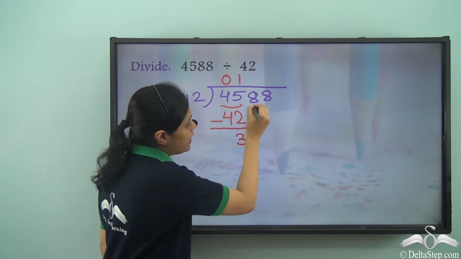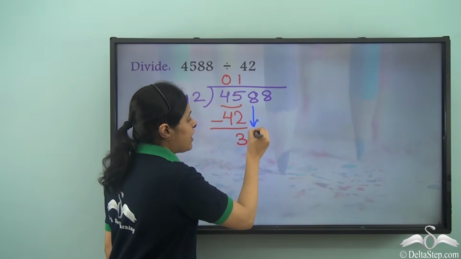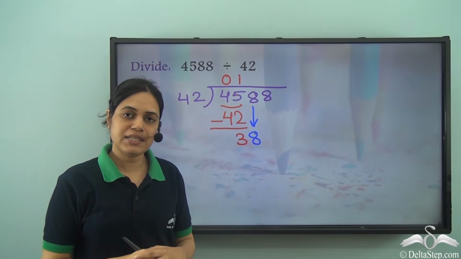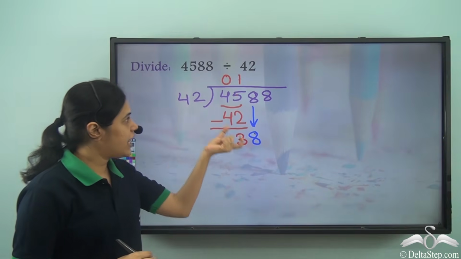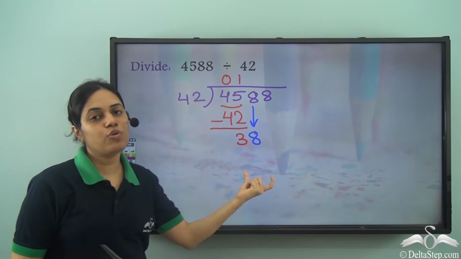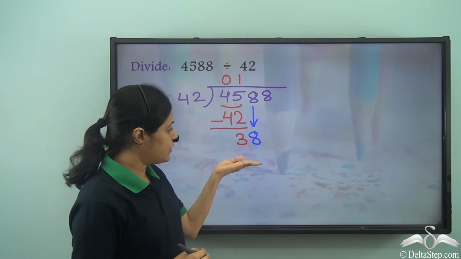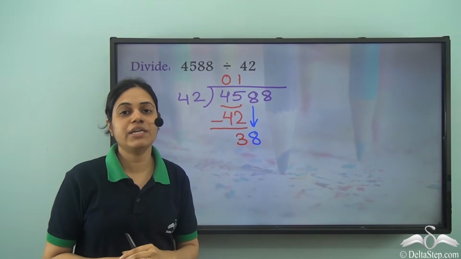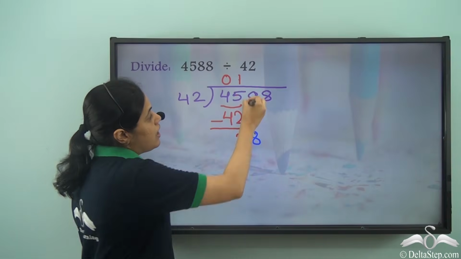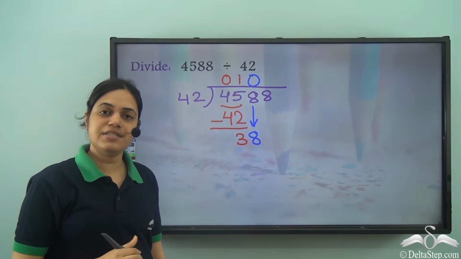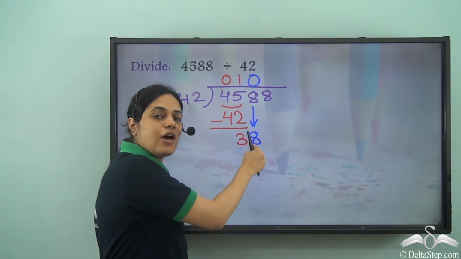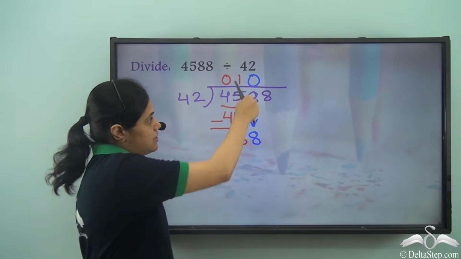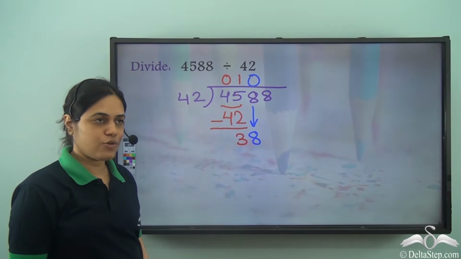Now I need to bring down this 8. When I bring down this 8, it becomes 38. Now I need to check how many times 42 goes into 38. But 38 is less than 42. So 42 goes into 38 0 times. And I need to write this 0 because I am bringing down this 8. Still, it is not divisible even once. So I need to write this 0.